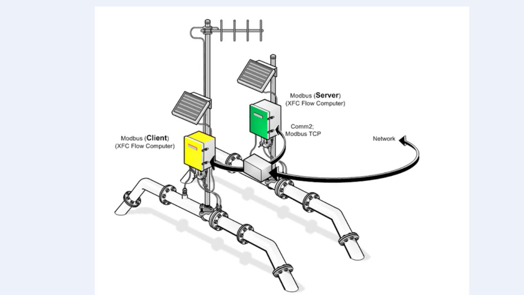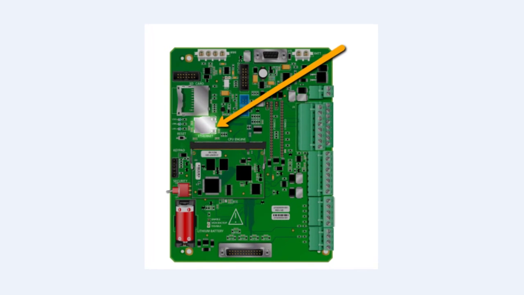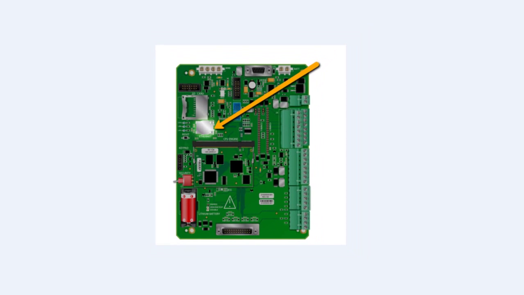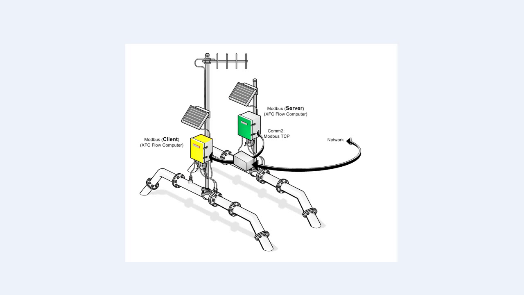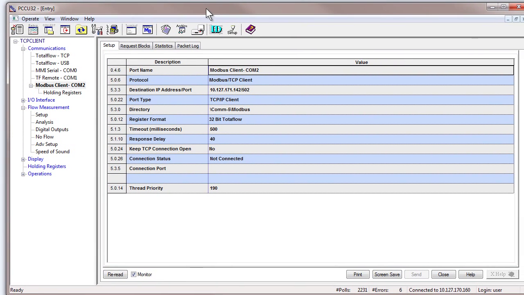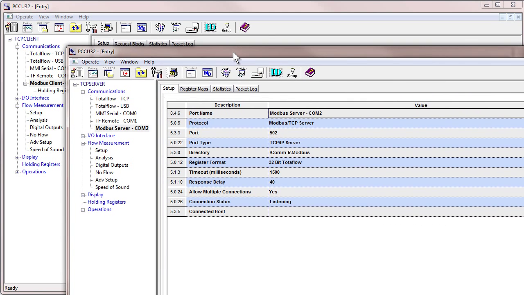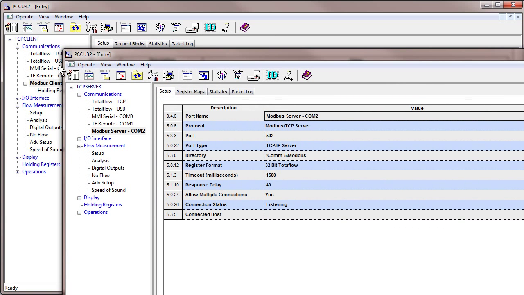So let's get started first with our connections. Our connections will be made by utilizing the board, as you can see here, with our Cat5 connector on each board and joining both boards on a network. Next, we'll need to connect to both units. And as you can see here, we've got PCCU connected to the server and the client.